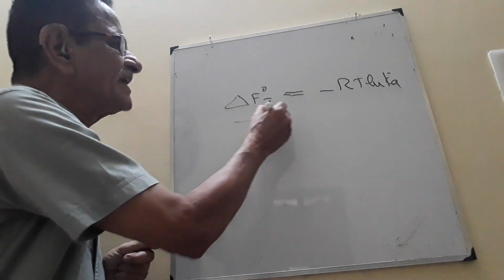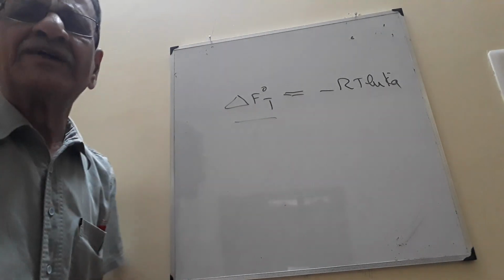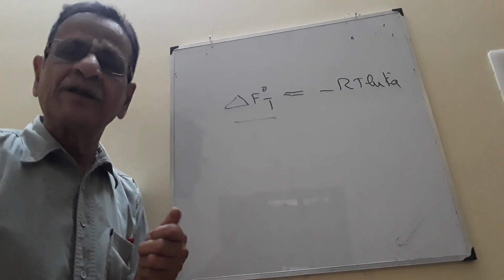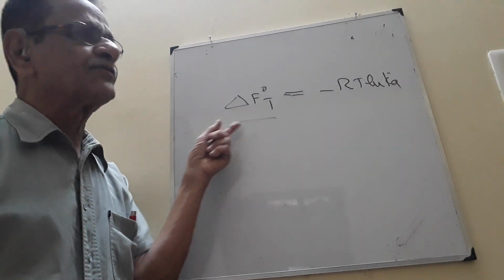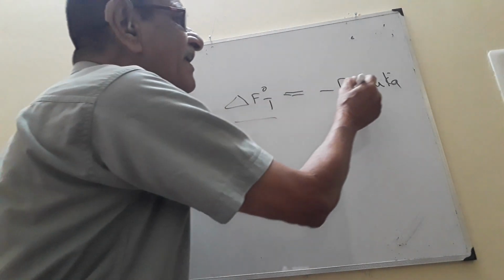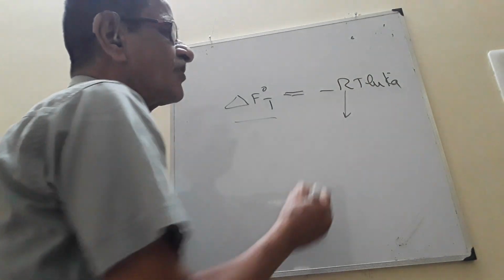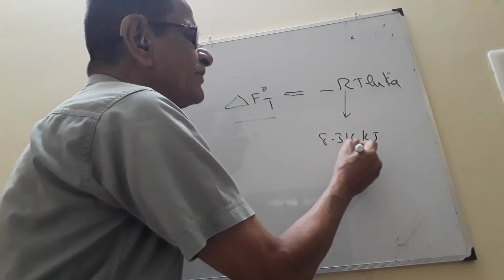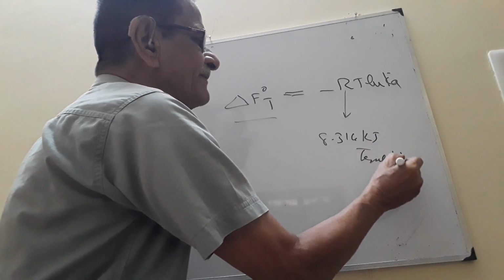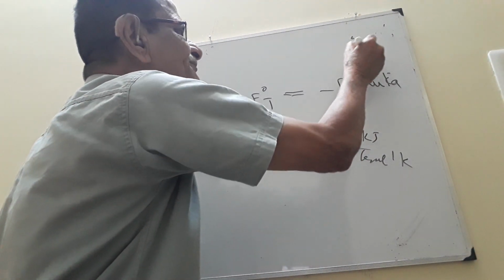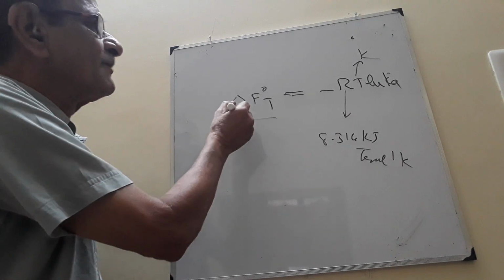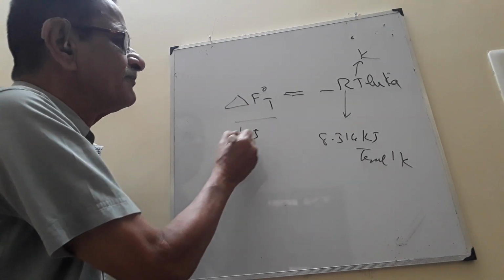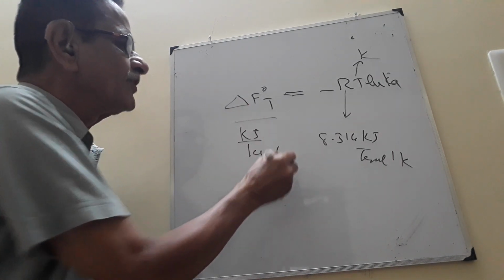This delta F naught T can be easily calculated from standard calculations. If you look into a book on thermodynamics, we will see how to calculate delta F naught T. Delta F naught T is minus RT ln K. R is the gas constant. It is 8.314 kilojoules per kilogram mole degree Kelvin. Temperature is in degrees Kelvin. So this will be in kilojoules per kilogram mole. Delta F naught T at the temperature.